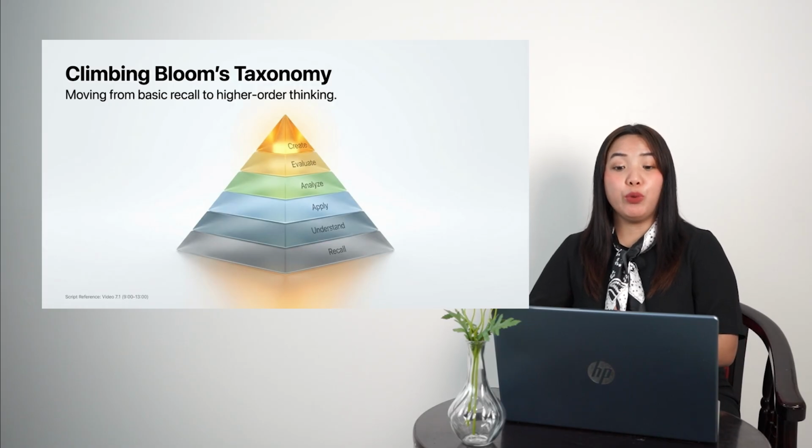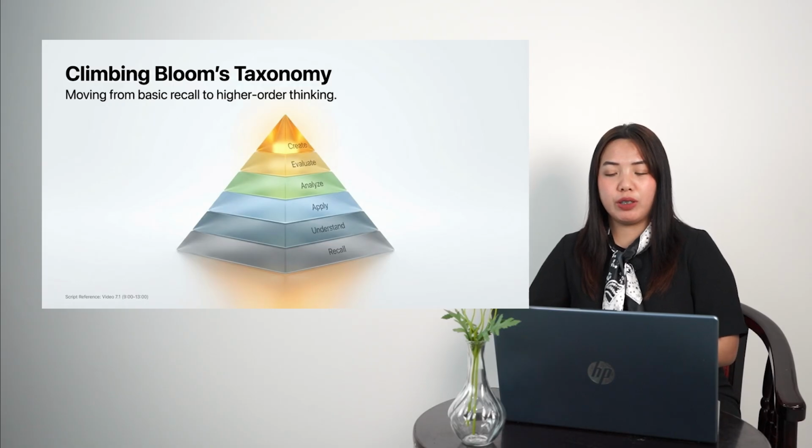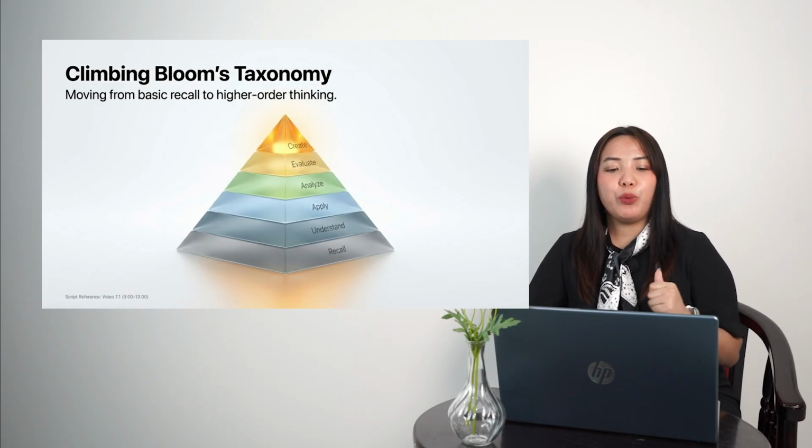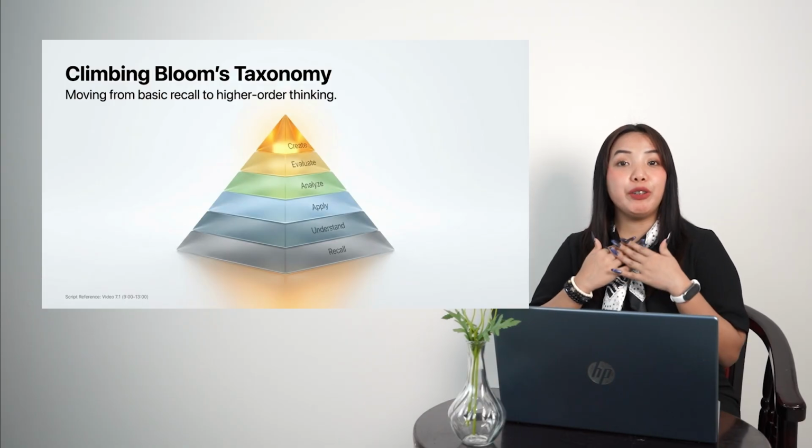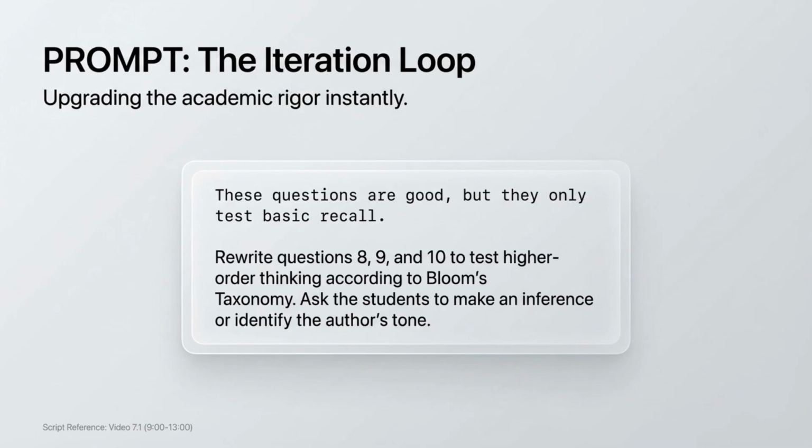But what if we want to push our advanced students? What if we want to test critical thinking, not just vocabulary? We use the iteration loop. I reply to the AI, these questions are good, but they only test basic recall. Rewrite questions 8, 9, and 10 to test higher order thinking according to Bloom's taxonomy. Ask the student to make an inference or identify the author's tone.